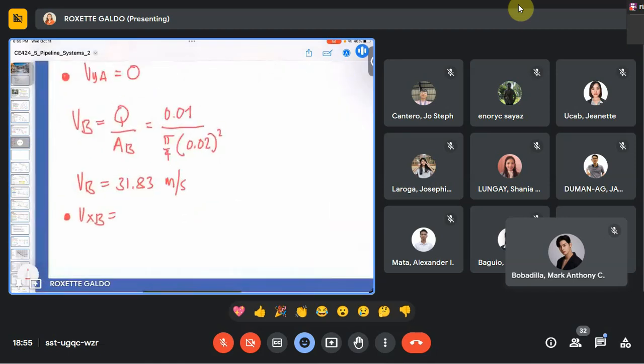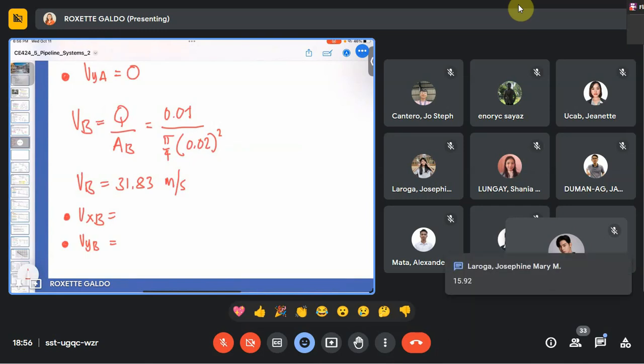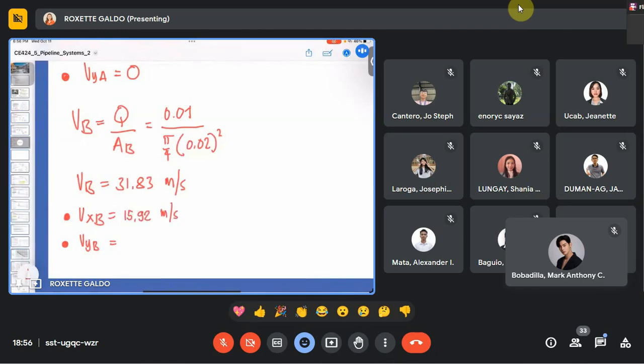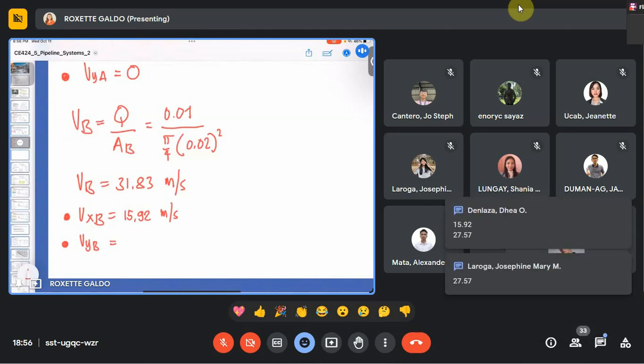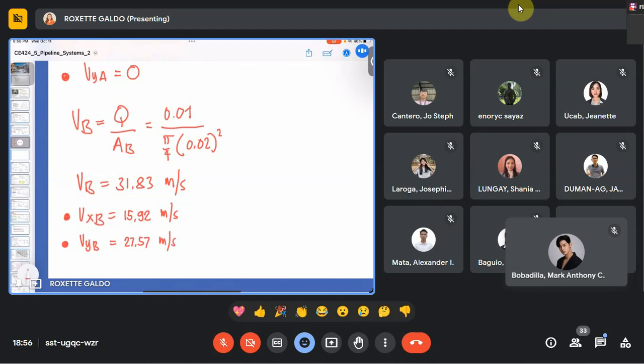Okay. So VXB is 31.83 cosine 60. How much is that? And you do also VYB, which is VB sine 60. VXB is 15.92 meters per second. How about VYB? 27.57. Very good. 27.57 meters per second.